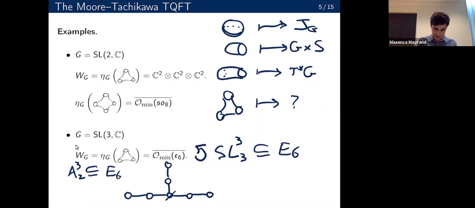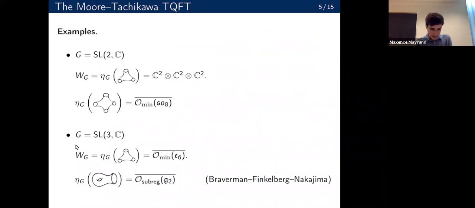Another very nice special case is when you look at the torus with one boundary component. Braverman, Finkelberg, and Nakajima showed that this is the closure of the subregular nilpotent orbit in G2. And also we can see the action. So this is one boundary component. It's a morphism of 1 to SL3. So it has one action of SL3. And again, you can see it from the Dynkin diagram, but it's more fun to look directly at the root system since this is rank 2.